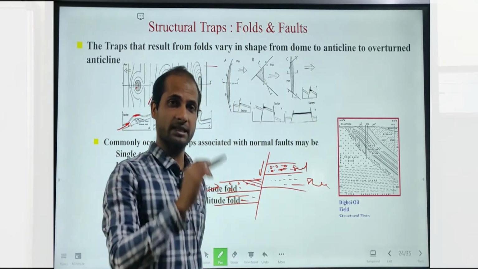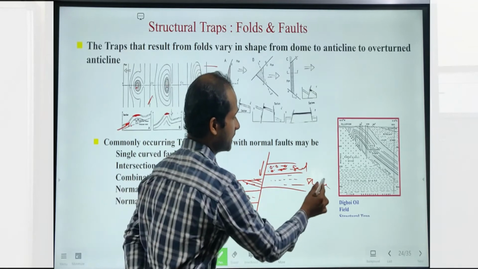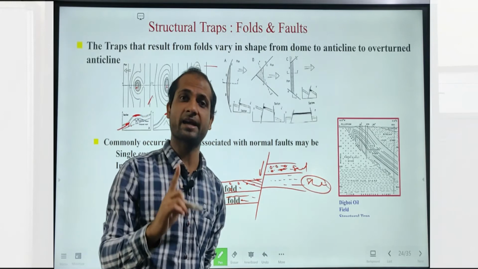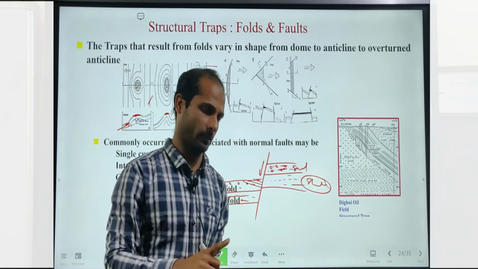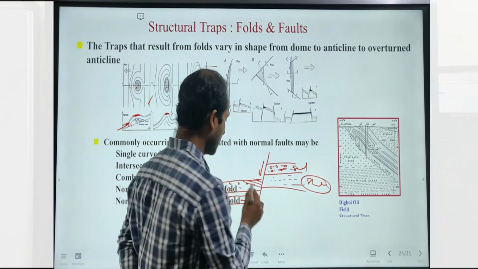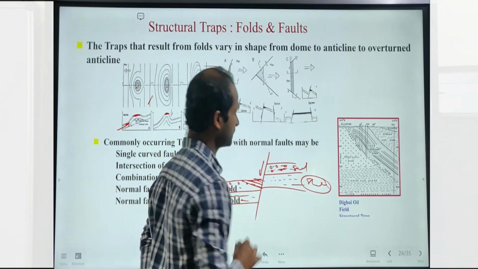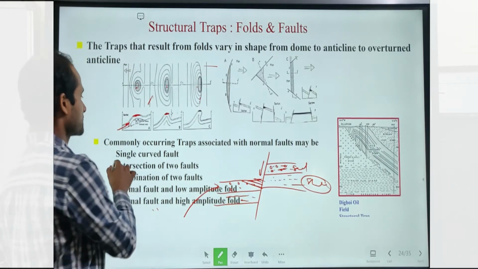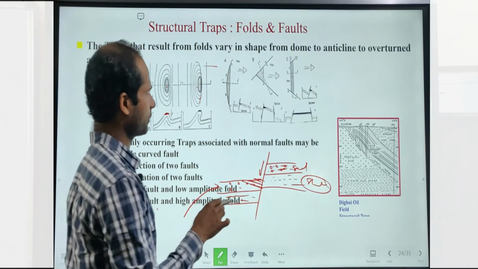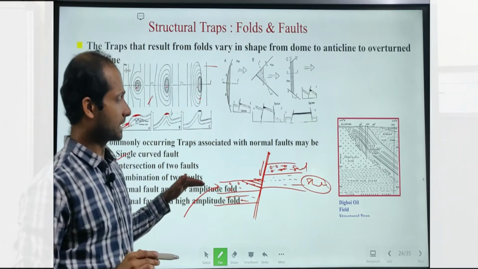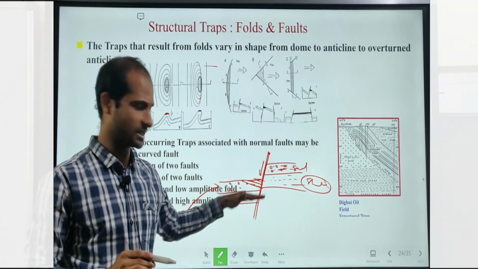Why will accumulation take place over here? Because this is shale, and as we have already discussed, shale acts as a source as well as a cap. So this will act as a cap for further migration of hydrocarbon, and the accumulation of hydrocarbon will take place over this place. This we call a single curved fault or single fault, when the entrapment is associated with a single fault.